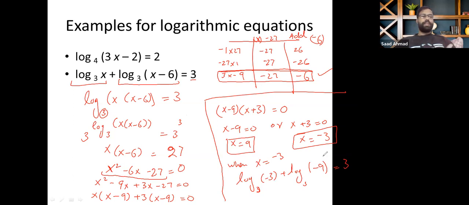So the problem is we are not allowed to put negative values in the logarithms. The logarithm function cannot take negative values. So this one is not the root. This one is not the valid answer. This one is an extraneous root. This one is not the one that we're looking for, right? So the correct answer, the one that we should be looking for, is this one.